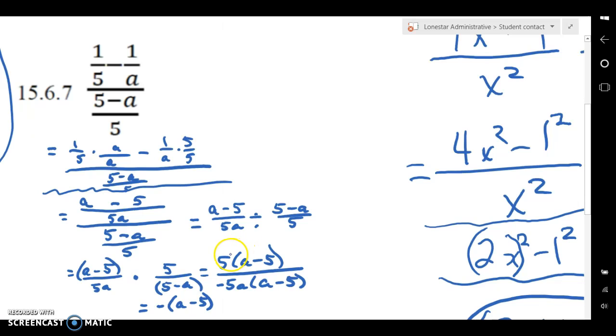And then we can start canceling. The 5's cancel. We still have this a, and the a minus 5's cancel. Okay. Be sure that you write a 1 in the numerator if everything cancels, and in the denominator all you have left is the a.